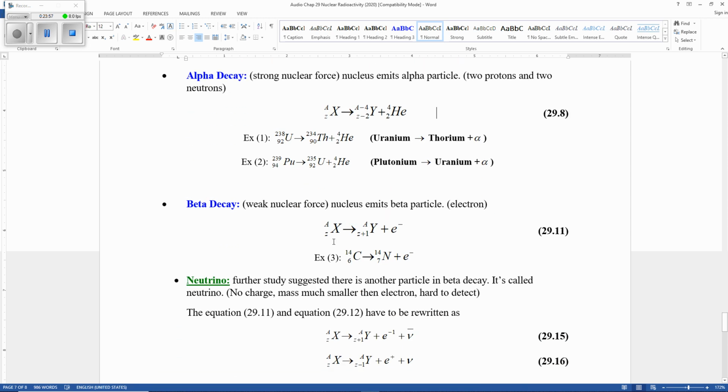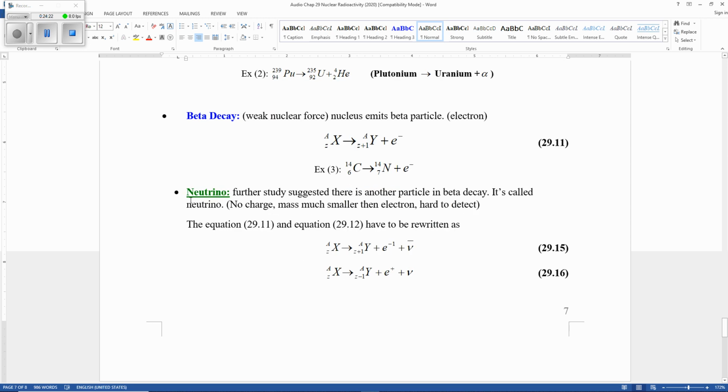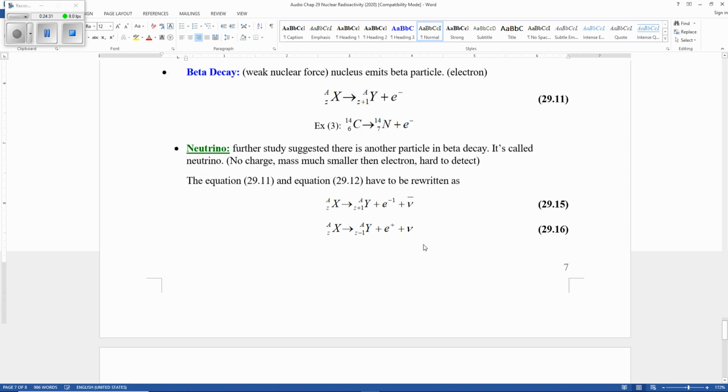Okay, now the beta decay. You're going to see the total number A keeps the same, but the Z number increases by 1. So the parent and the daughter, the A is the same, but Z increases. Then at the same time, you have one negative charge come out. This is a beta decay. Well, the neutrino is another particle from the beta decay. We are not going to discuss.